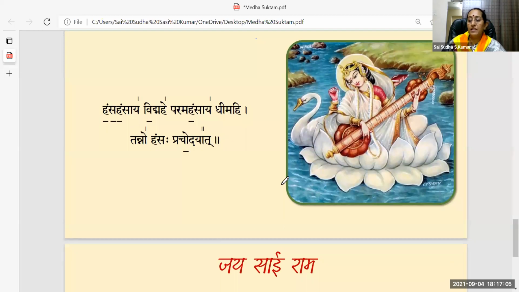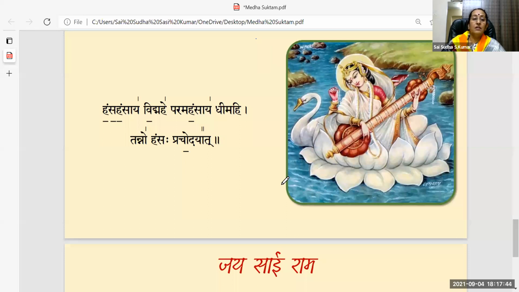Then Hamsa Hamsaya Vidmahe Paramahamsaya Dhimahi. Swami has spoken many times about this, that Hamsa is a swan, and the swan stands for discrimination, because a swan can separate milk from water. So Hamsa Hamsaya Vidmahe Paramahamsaya Dhimahi means here we are meditating on Devi for the intellect.